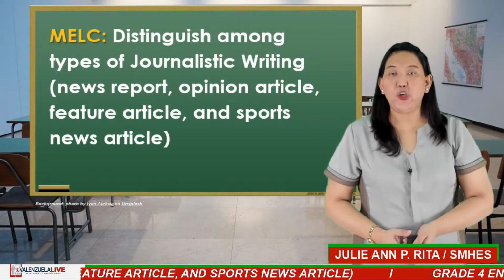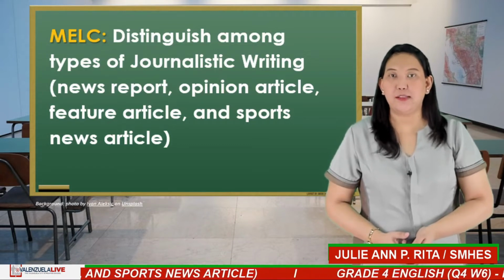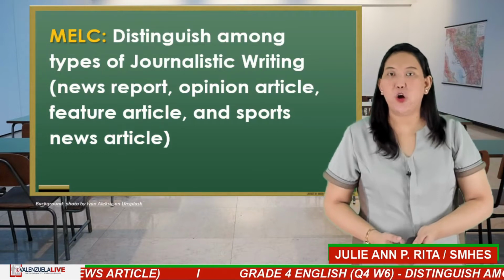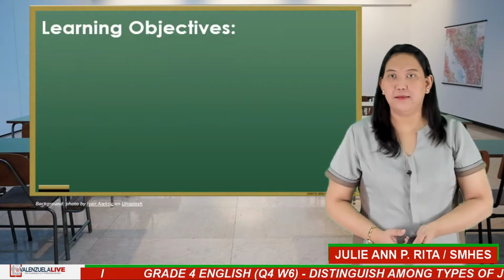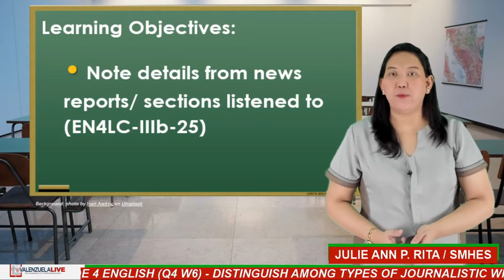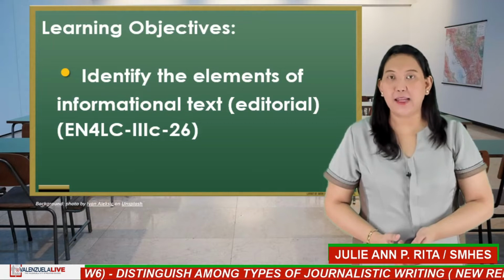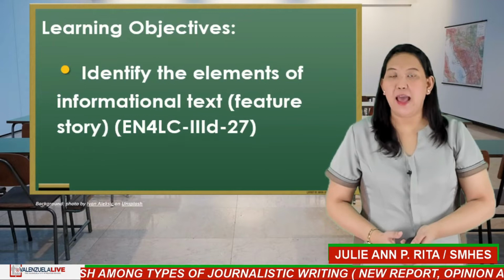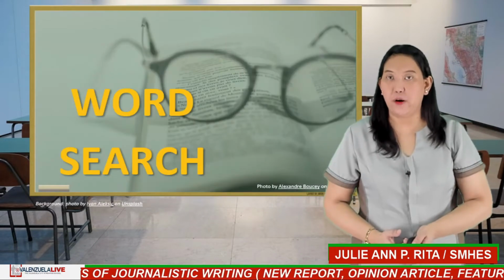For today, you will be working on some activities for you to be able to learn to distinguish among types of journalistic writing: the news report, opinion article, feature article, and sports news article. Our learning objectives are: note details from news reports or sections listened to, identify the elements of informational text, that is editorial, identify the elements of informational text, that is feature story.